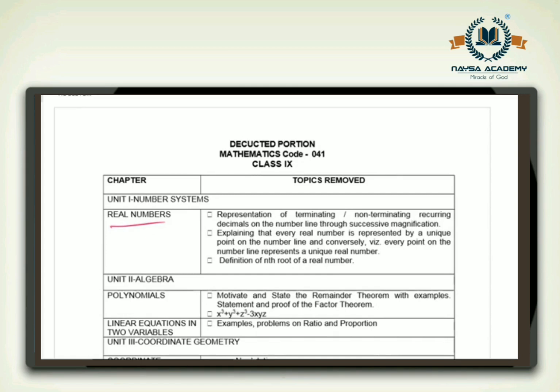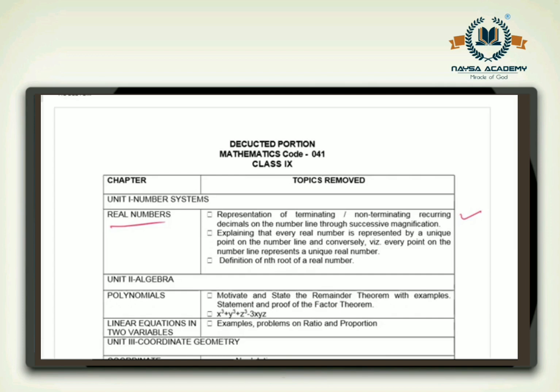So those students who have already done this, they know what representation of terminating, non-terminating, recurring decimals on the number line through successive magnification is. Those who have not done it, while going through the chapter, just see to it that this topic is not needed from the board point of view.